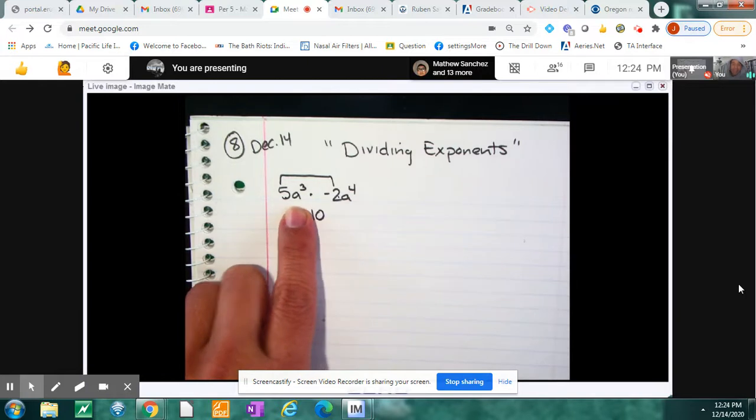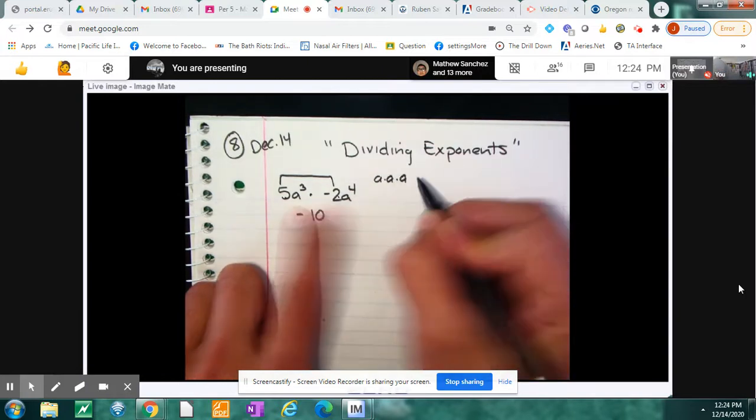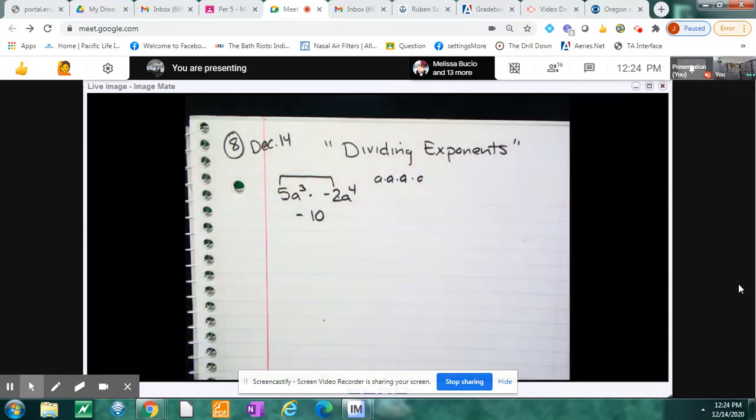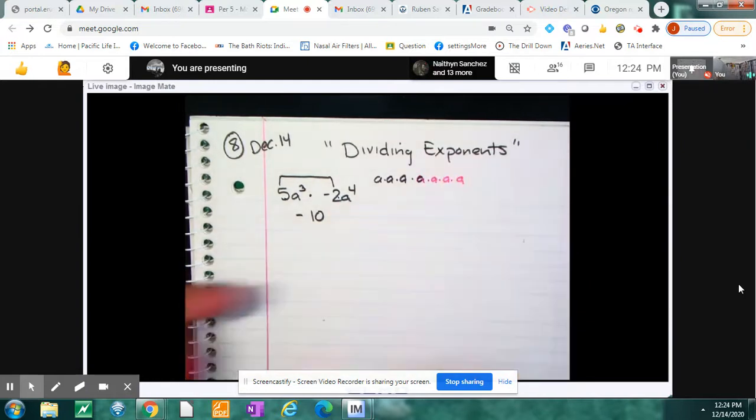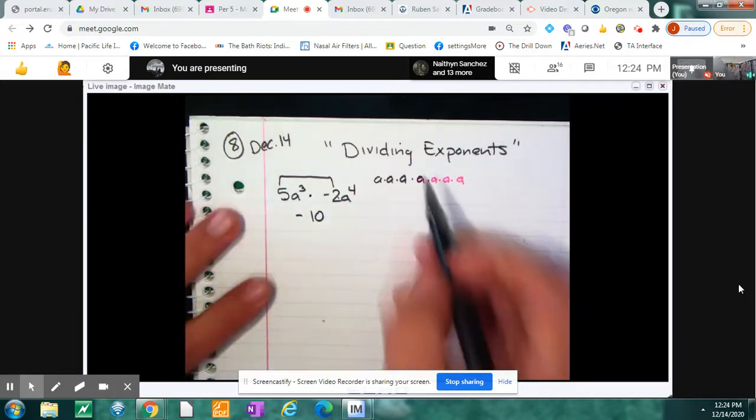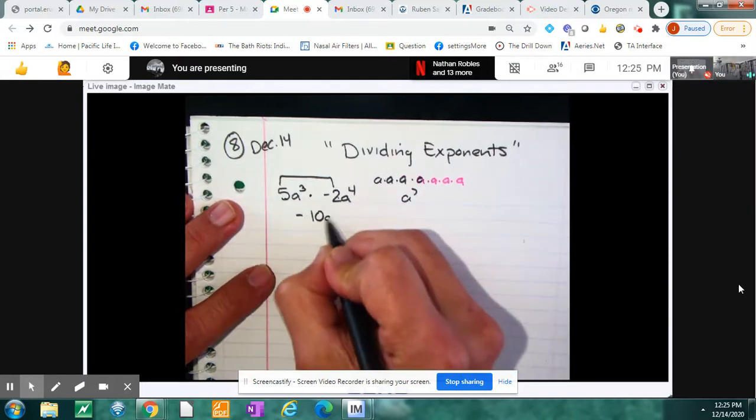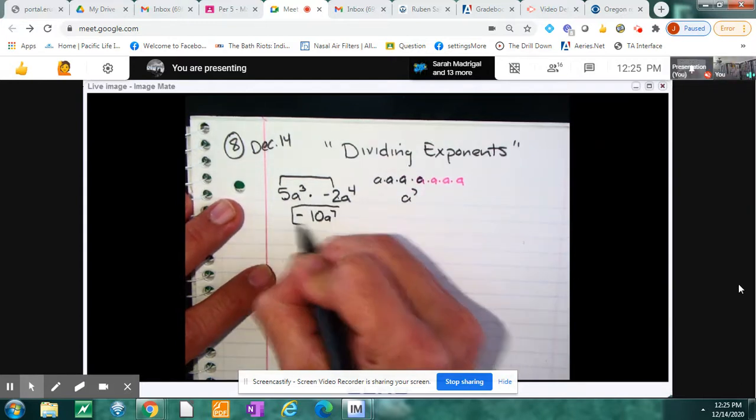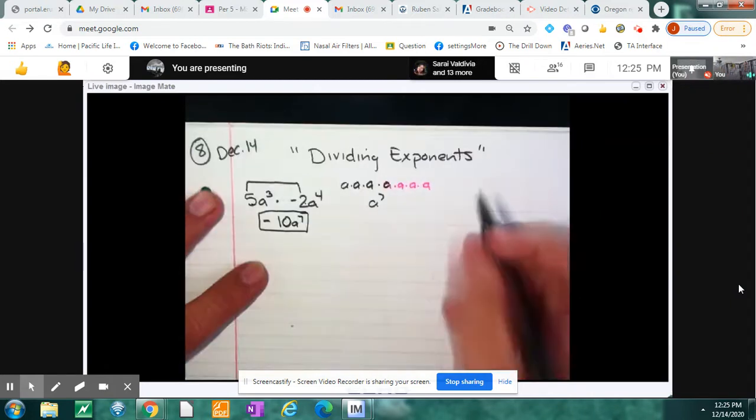But then the a's: a to the 3rd is a times a times a, and a to the 4th is a times a times a times a. So basically, how many a's do I got? A to the power of 7, correct? So this is negative 10a to the power of 7. Bam. All right? We did that. We also did these.